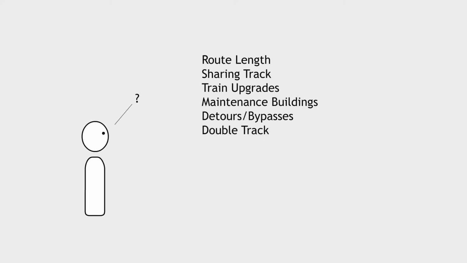In a real game, this system means players have to consider things like route length, sharing track between routes, which trains to upgrade first, among others, because they all impact the level of traffic on routes. But we'll get to those systems later.